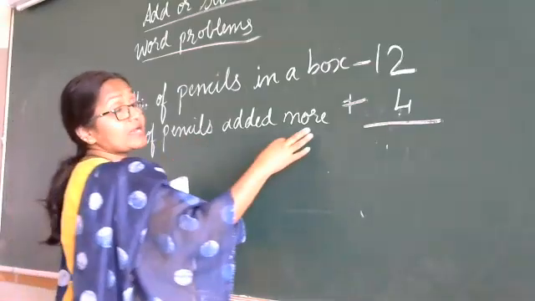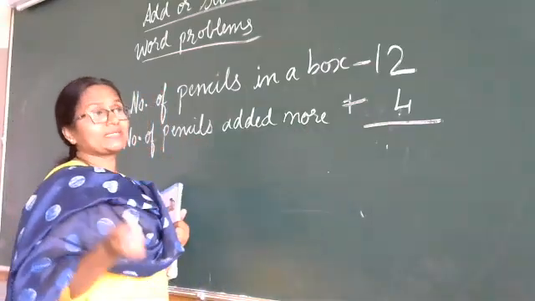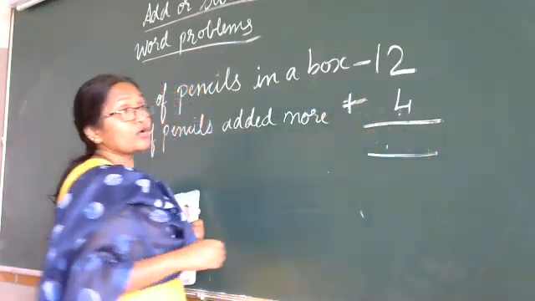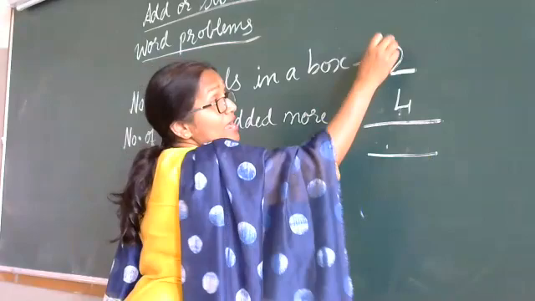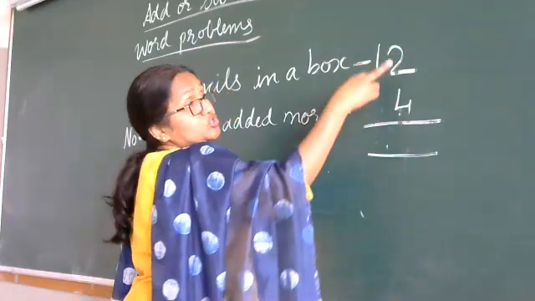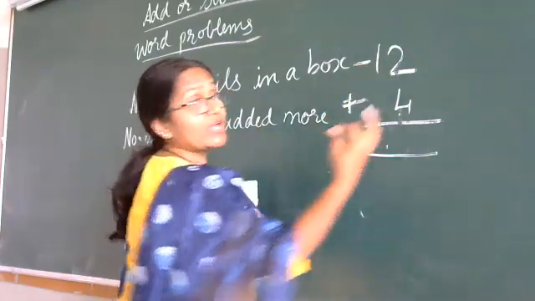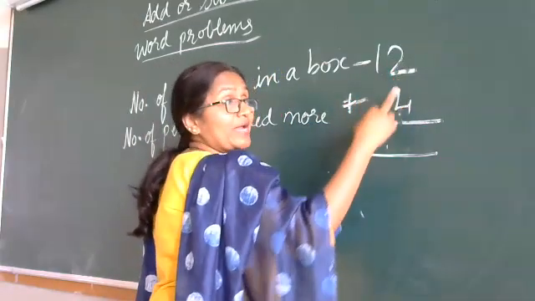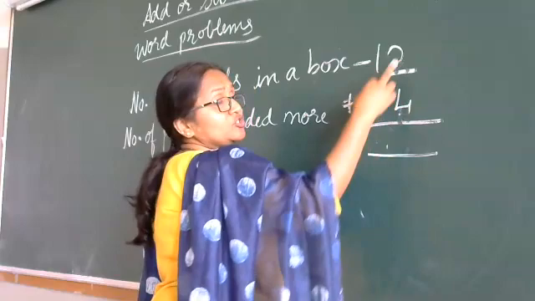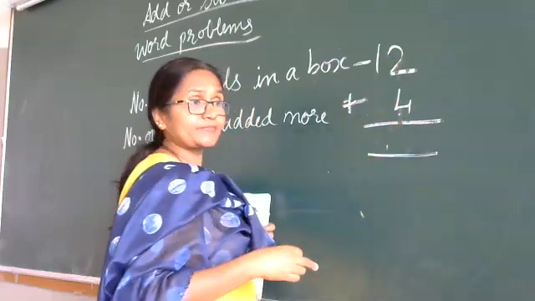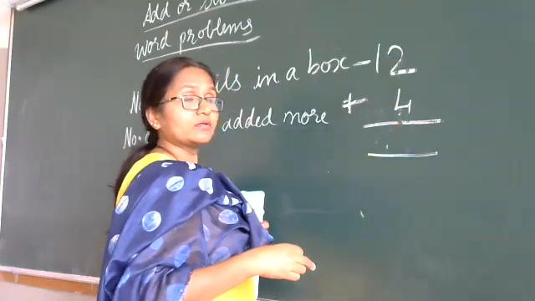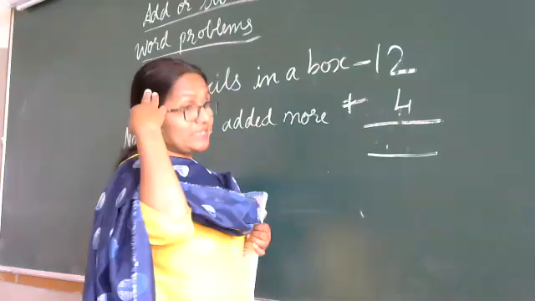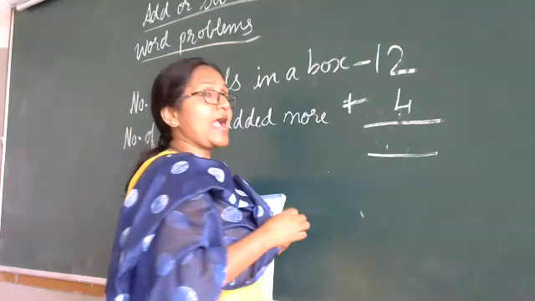Number of pencils are added more means plus, so put a plus sign here. Okay, now we have to add the ones first. Always we are doing from the right-hand side. So 2 plus 4 we have to add. 2 plus 4 is how much? 6. The bigger number keep in the mind, the smaller in the hand.